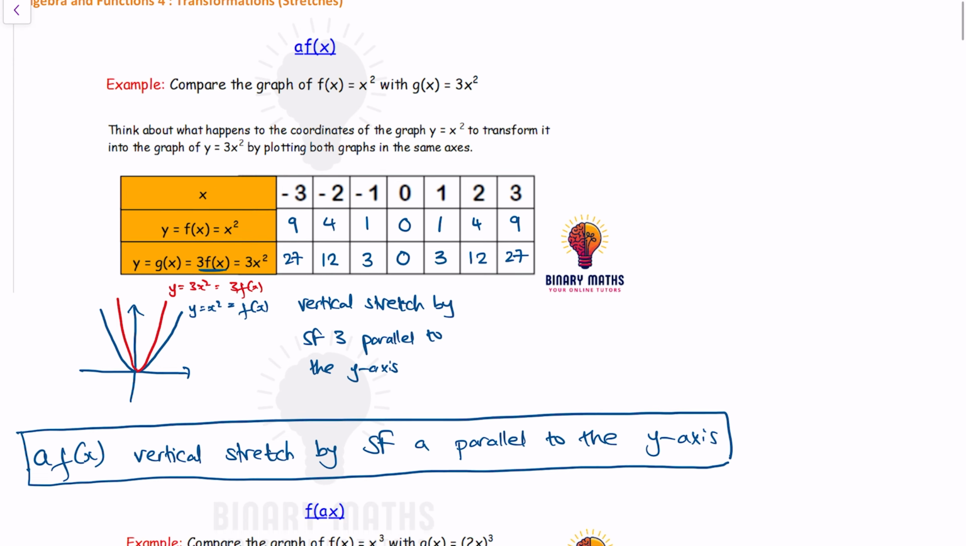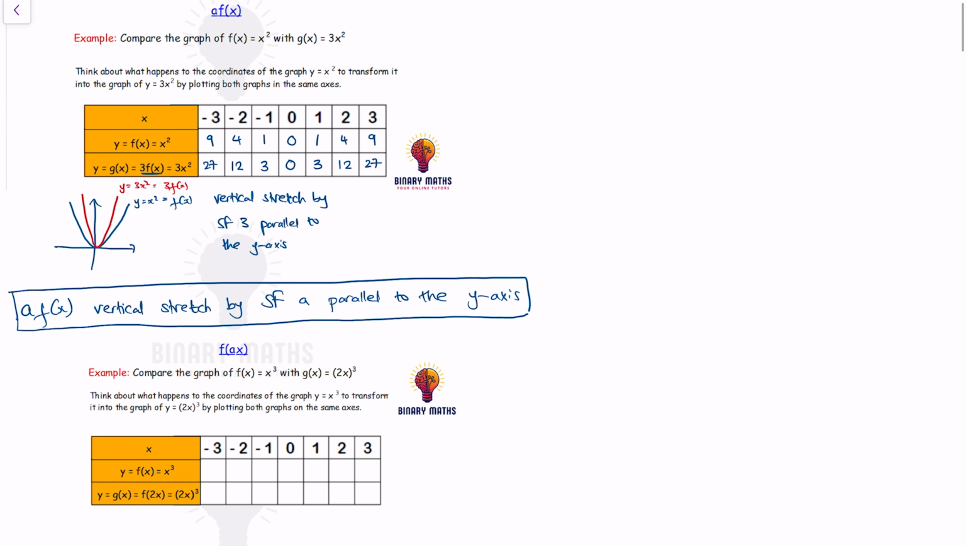Now, if you do f of a x, where a is in the bracket, let's compare x cubed with 2x all cubed. You know this is f of 2x, because you replaced x with 2x. So what happens in this case? If you do x cubed, you get 0. 1 cubed is 1, 2 cubed is 8, 3 cubed is 27. When you substitute the negative numbers, you're going to get a negative answer. So you get negative 1, negative 8, and negative 27.